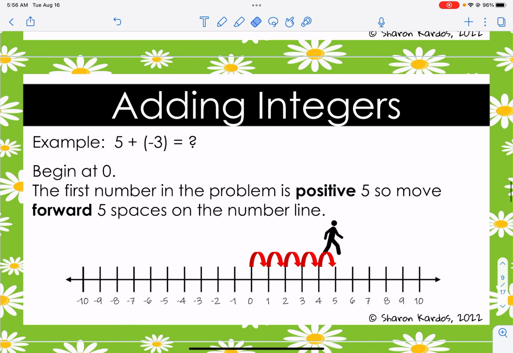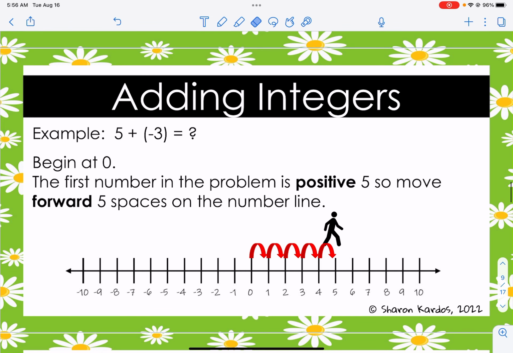So let's do an example. If you want to write this down in your notes or pause, this would be an excellent example for you to have in your notes. The example says 5 plus negative 3. Now remember, this parentheses right here doesn't really do a whole lot. It just separates that plus sign from that negative.